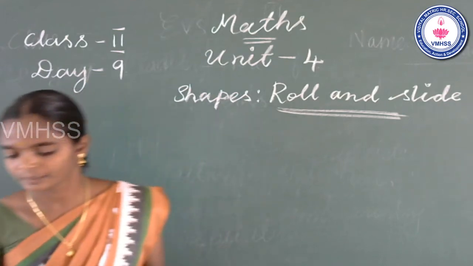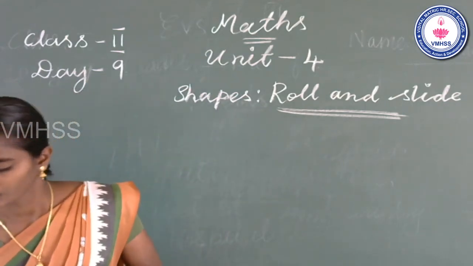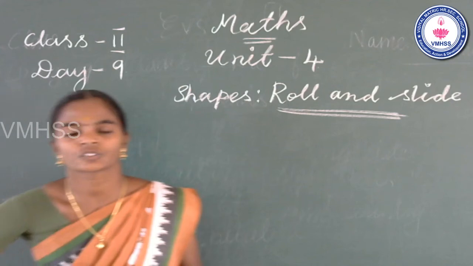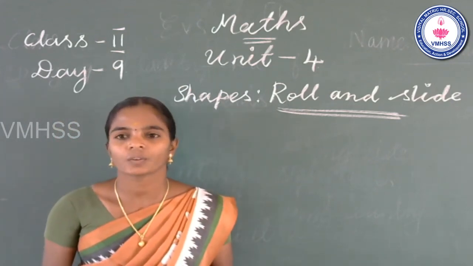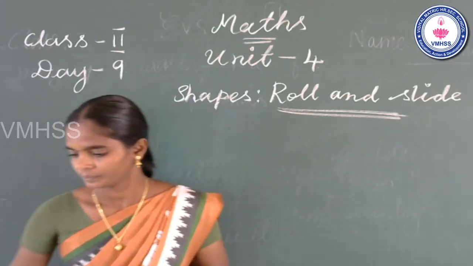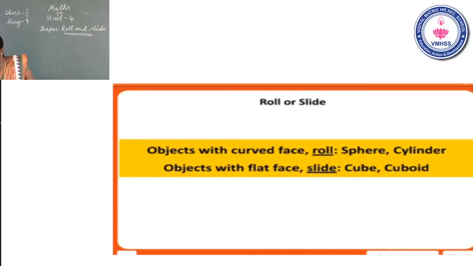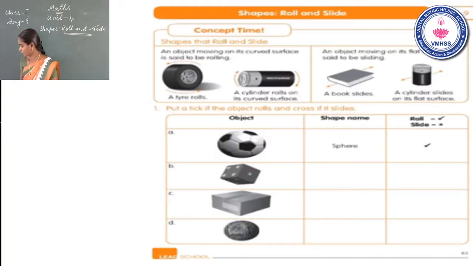Students, listen. Now we take the worksheet. Children, take your worksheet. Worksheet number 9 and page number 83. Take fast. Children, I am giving 10 seconds. Take fast. Time start now.